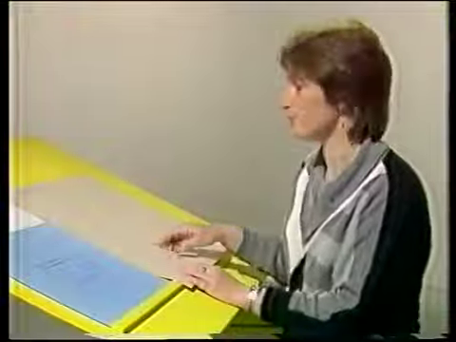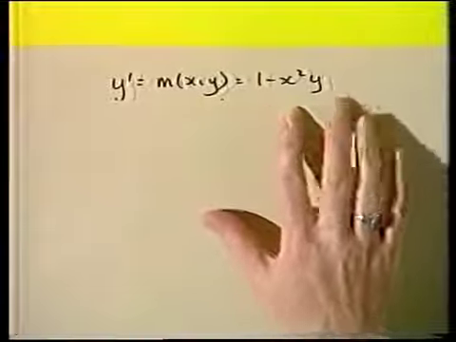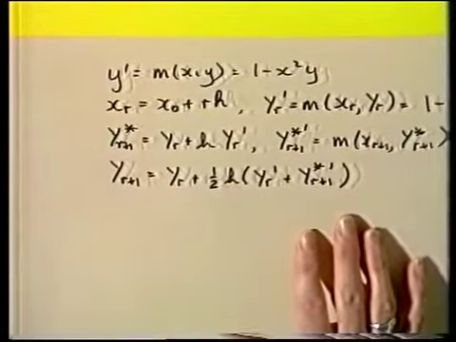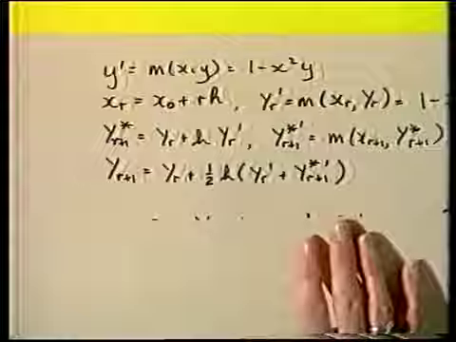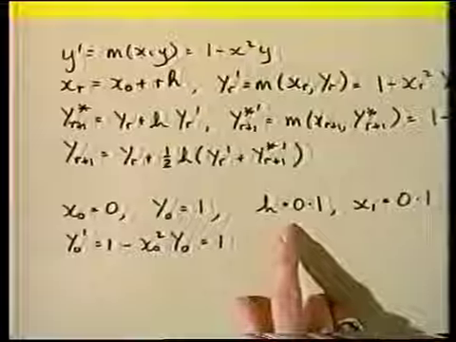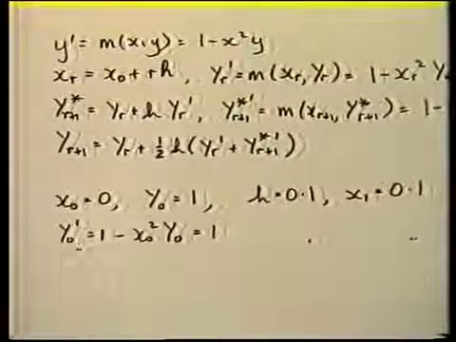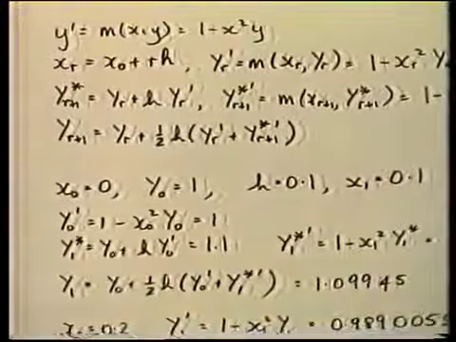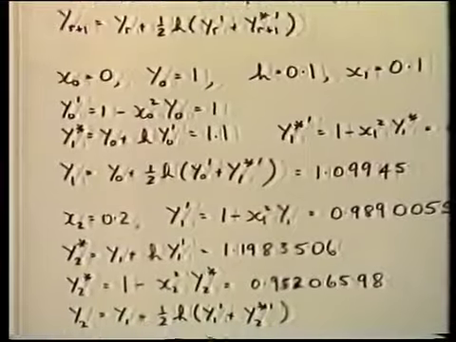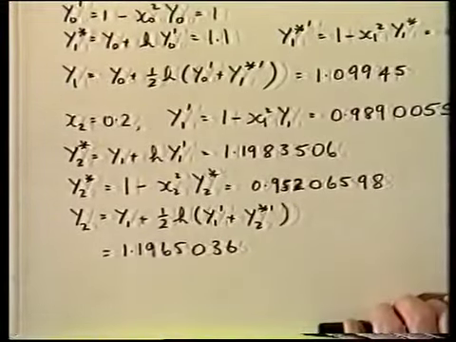Now for question 12. y dashed of x, y is 1 minus x squared y. And here I've interpreted the handbook entry for this differential equation. And we have to start off with x naught is 0, y naught is 1, and h is 0.1. That means to get to x is 0.2, I'm going to have to do 2 cycles of the method. And here at the end is y2, it's 1.1965036.